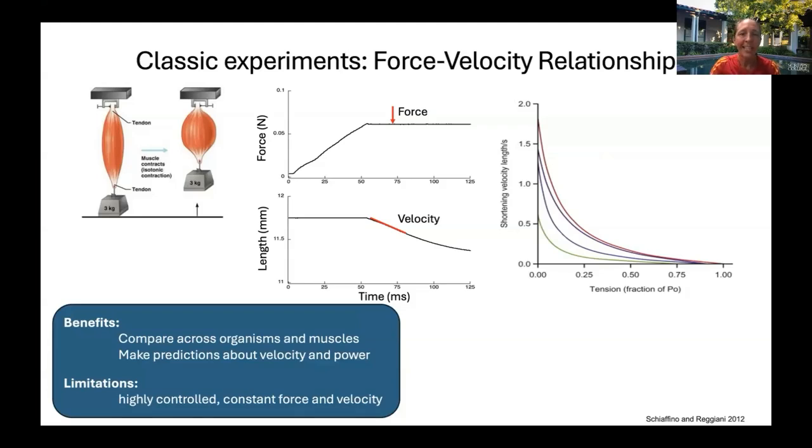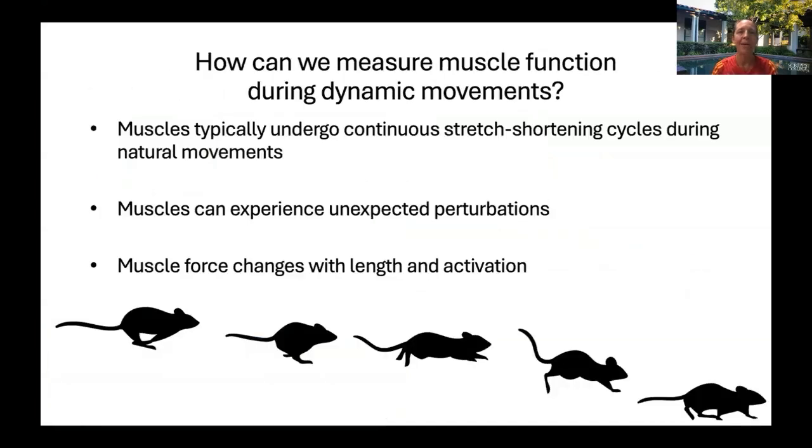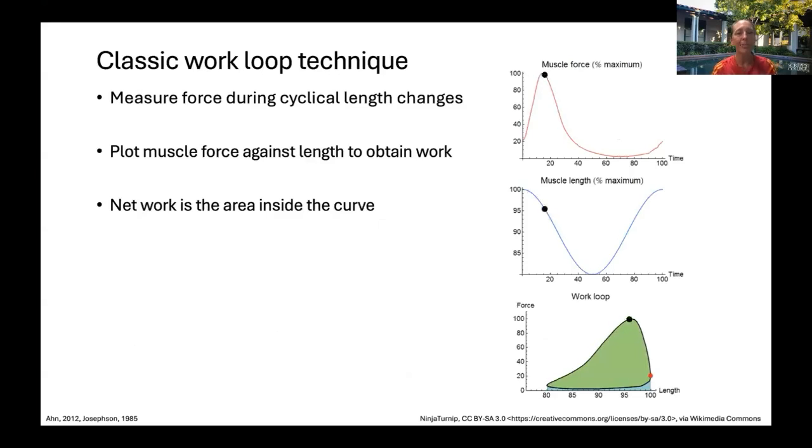And so looking at these data, it really begs the question of, well, how can we measure muscle function during dynamic movements? We know that muscles typically undergo continuous stretch shortening cycles during natural locomotion and other movements. We know that muscles can experience unexpected perturbations, and that force is going to change with both length and activation. And so it's been over the last 20 or 30 years that the work loop technique has gained some traction. So in the work loop technique, we're going to control the length of the muscle, and we're going to subject the muscle to cyclical length changes, and we're going to measure the force output.